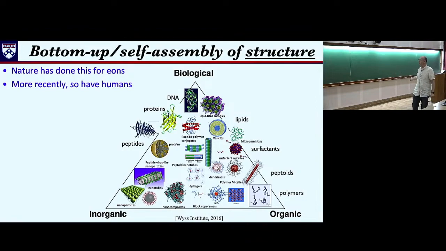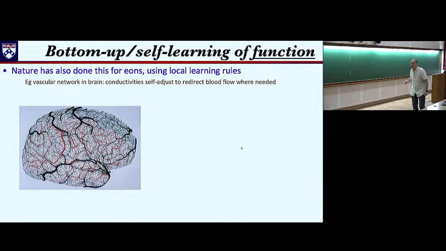By contrast, we're talking about function from the bottom up, and this also is something nature has done. The first example Andrea talked about is vasculature in the brain, where you have a network. This is a flow network, which is isomorphic to a resistor network, where the system changes its conductivities based on local conditions in order to redirect blood flow where it's needed. So that's a great example of bottom-up learning of function.